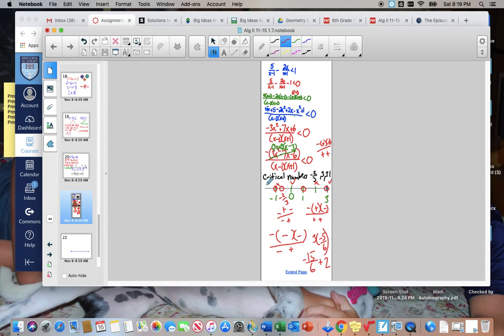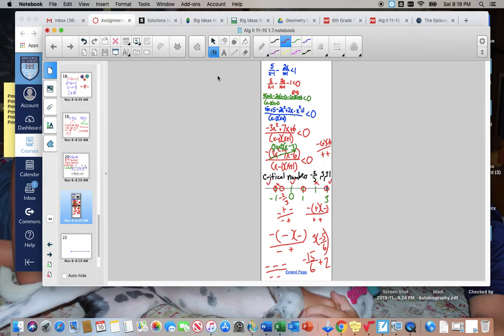And then let's just check down here. Let's do a negative 2. Negative 2, we'd have that existing negative, then we'd have a negative, then we'd have a negative, all over a negative, and negative 2, that would be negative. So 5 of them, this would work.